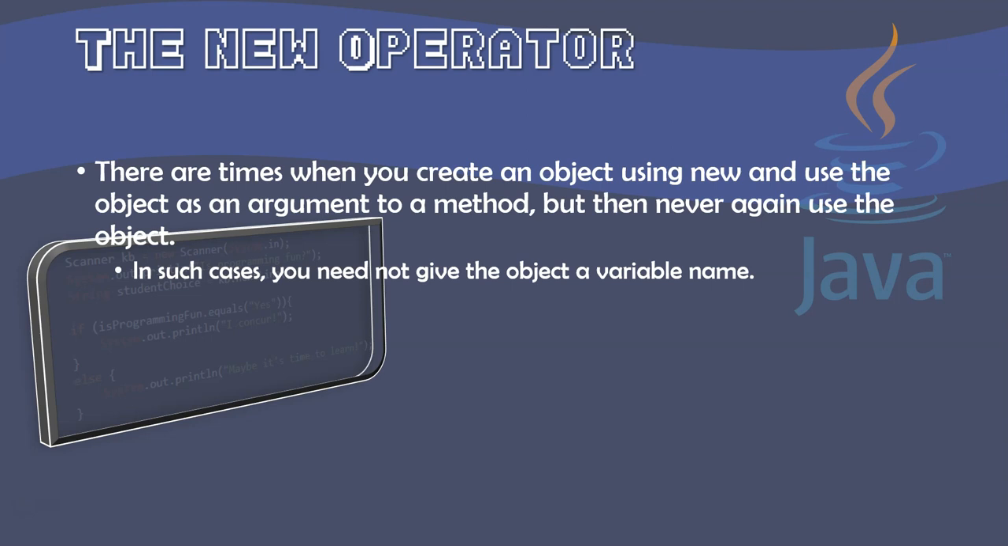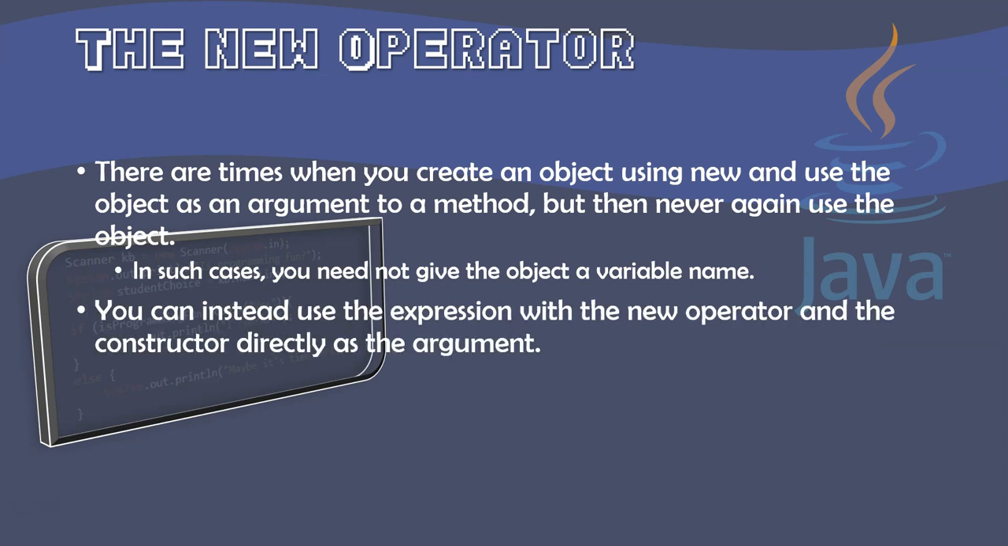So with the new operator, there are times when we want to create an object using new and then use that object as an argument to a method, but then never again use that object. It's a one and done kind of deal. In these cases, we don't actually need to give a variable name to that object. Instead of creating another variable and working with it, we can just create an expression with the new operator and the constructor directly as the argument.